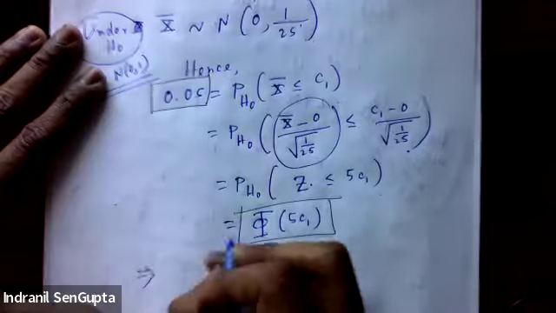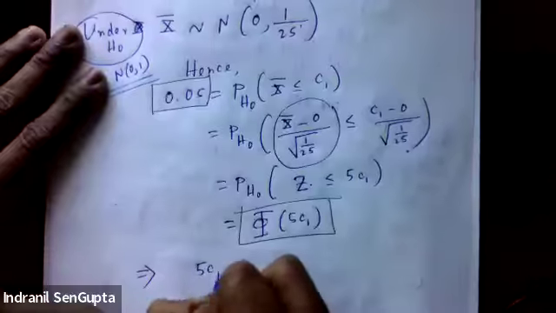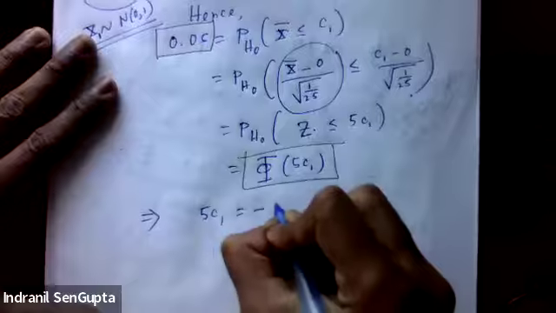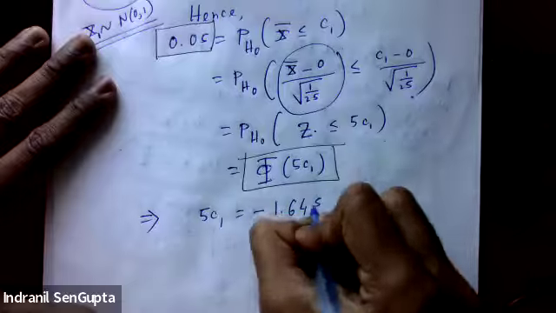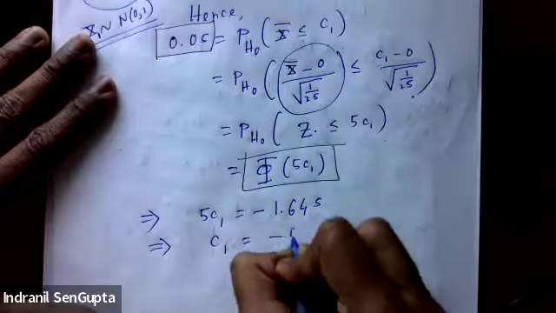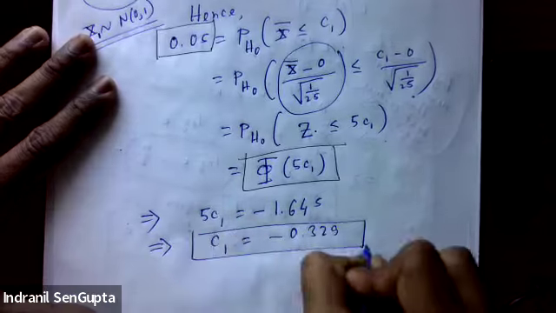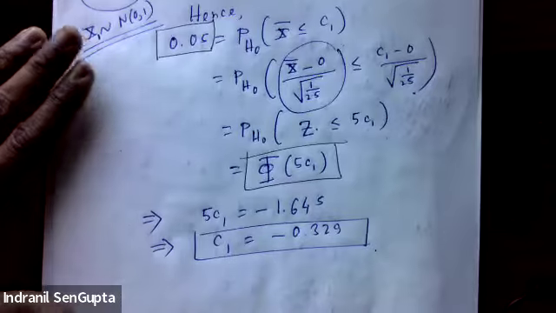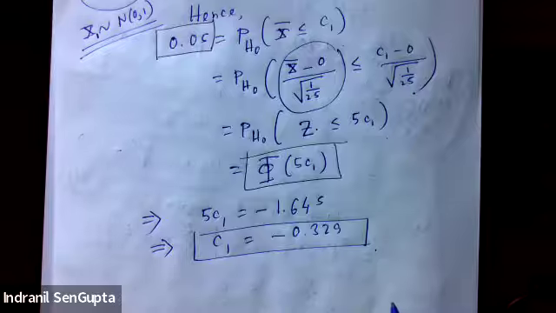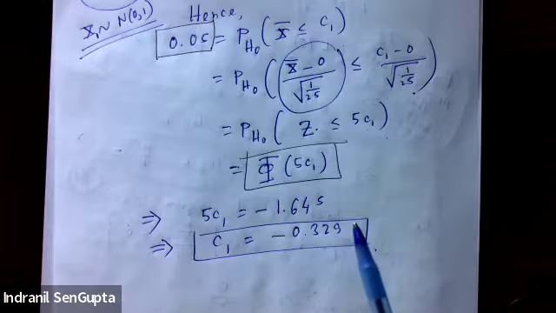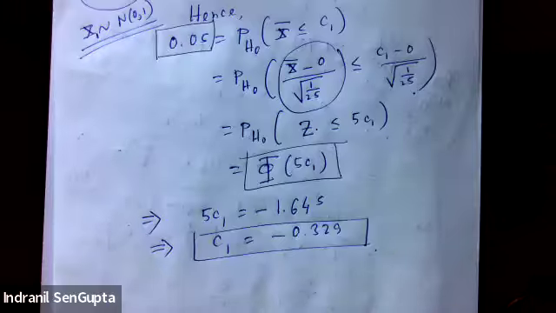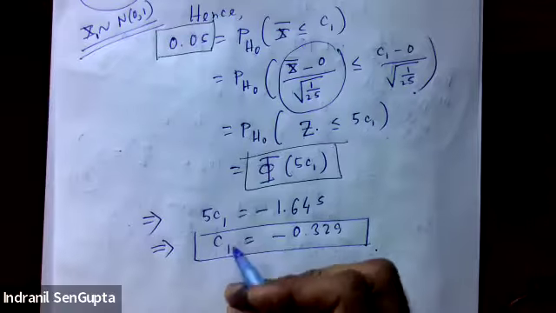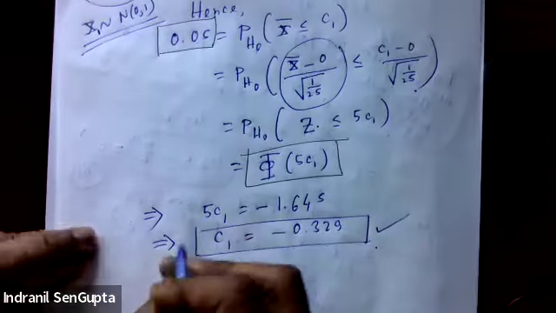So from the table, we can find that 5C1 is really minus 1.645. So that means C1 equals minus 0.329. Okay, so that's the value of C1, and this is how the value of C1 is generated. So now let's see what we can do with this.